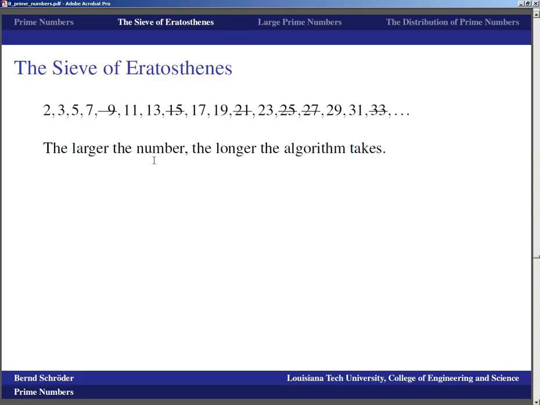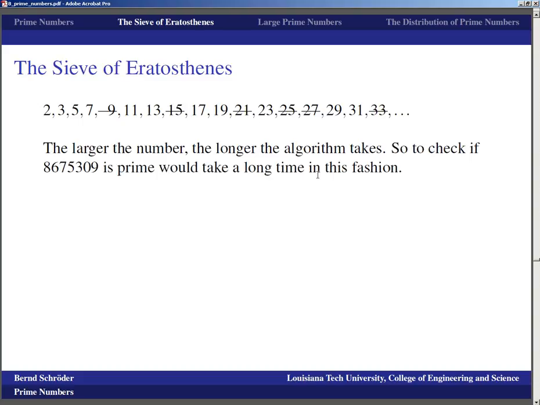So what you can see here, however, is that the larger the number is, the longer the algorithm takes. Of course, squares increase rather rapidly, but we already saw that for 33 we had to check 3 divisors, whereas for 23 we only had to check 2 divisors. And so that basically means that if you check a 100-digit number, you'd have to check all sorts of numbers up to numbers with 50 digits, so that really doesn't do.